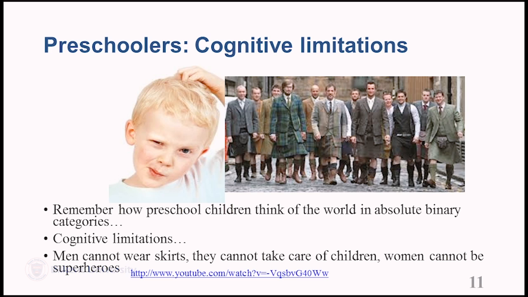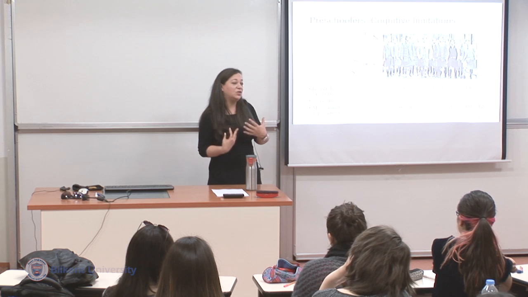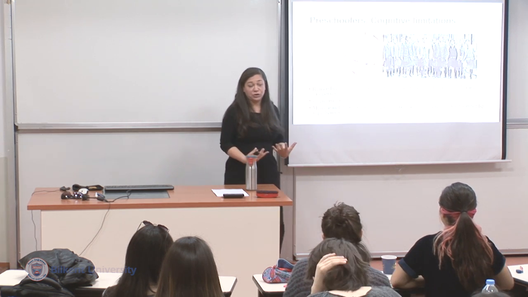Now, as I said before, preschool children are more likely to think of the world in more binary categories. And this has to do a lot with their cognitive limitations. For them, for example, men cannot wear skirts. They cannot take care of children. Women cannot be superheroes, and the like. And of course, there is media input, so don't tell me about Superwoman or Supergirl. Of course, these are being created, but these are being created in order to change some of these views, too.